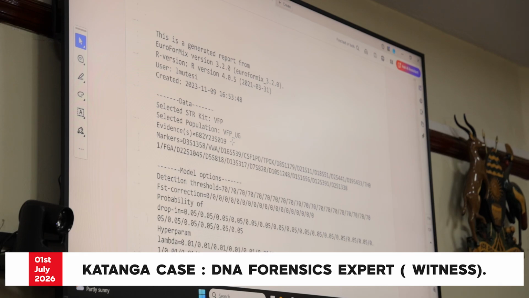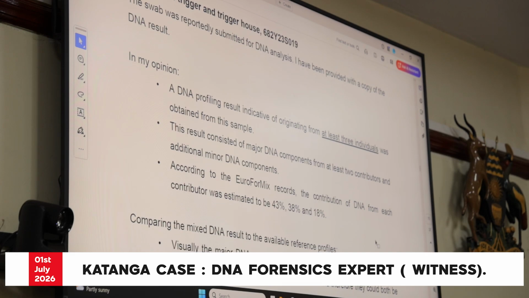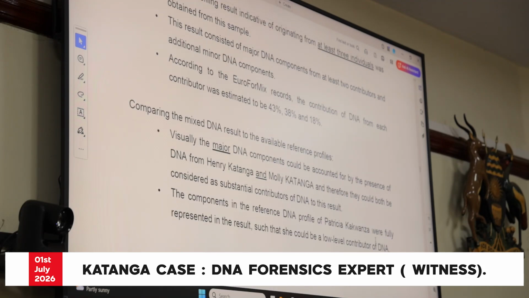Okay, now, I want us now to go back to your report. In spite of what we have seen and what we can't explain, there is a conclusion, according to the DNA expert, that it is likely that Molly Katanga contributed more DNA than Henry and Patricia by 1 billion times, and that she's a major profile. Do you agree, and can you explain your reasons for agreeing or otherwise? No, I don't agree that there was a major profile present.